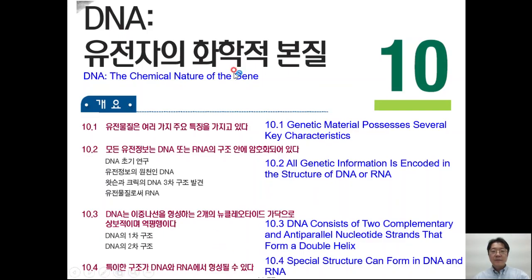Today we learned chapter 10, DNA. DNA was the chemical nature of the genes. We covered four subjects like this. Okay. Today we finished the class. Okay. Thank you.